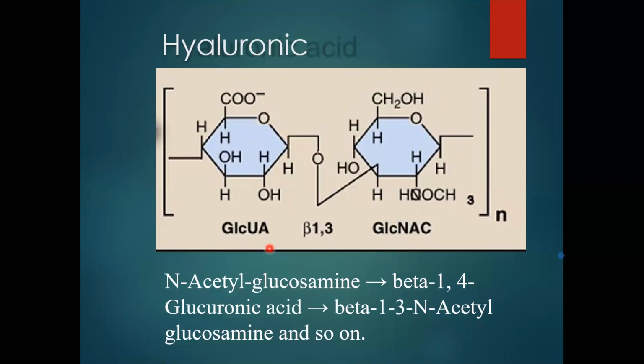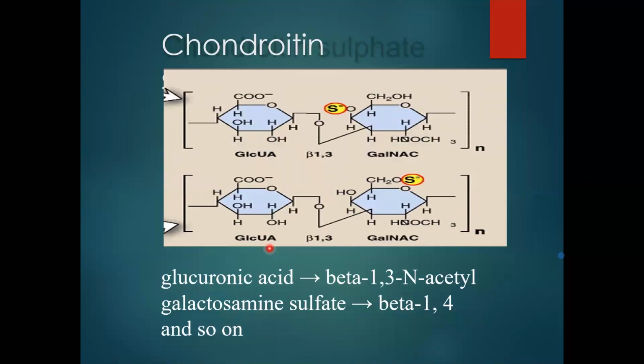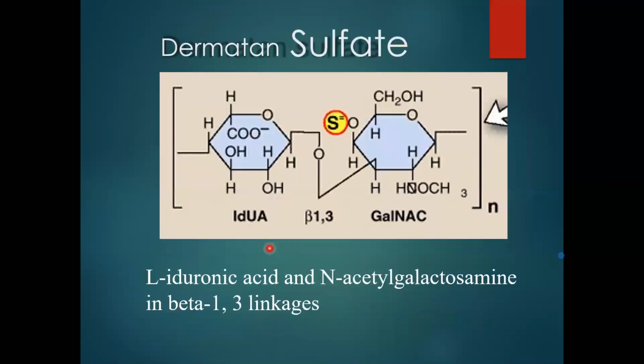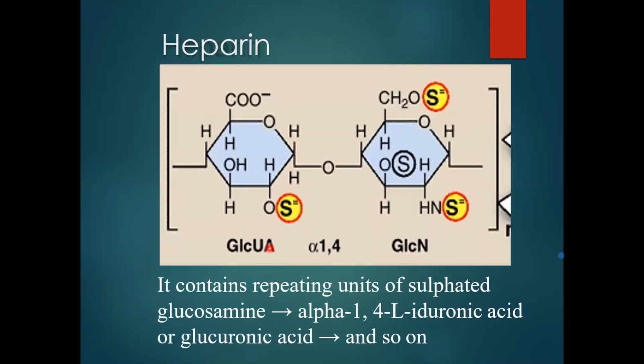Hyaluronic acid, as we have discussed, and then we have hyaluronidase, which breaks the hyaluronic acid into subsequent parts. Coming to chondroitin, it is made up of glucuronic acid and has beta-1,3 N-acetyl galactosamine sulfate and beta-1,4 and so on. Then dermatan sulfate, and these are the structures. Then this is the structure for keratan sulfate. This is the only glycosaminoglycan which does not have a uronic acid in it. This is heparin. Heparin is a molecule having an anticoagulant property and having L-iduronic acid.